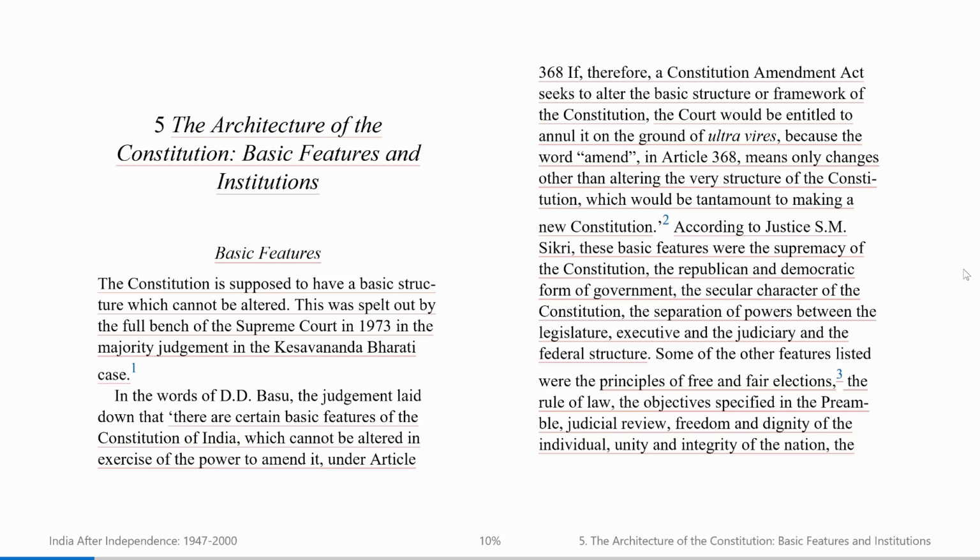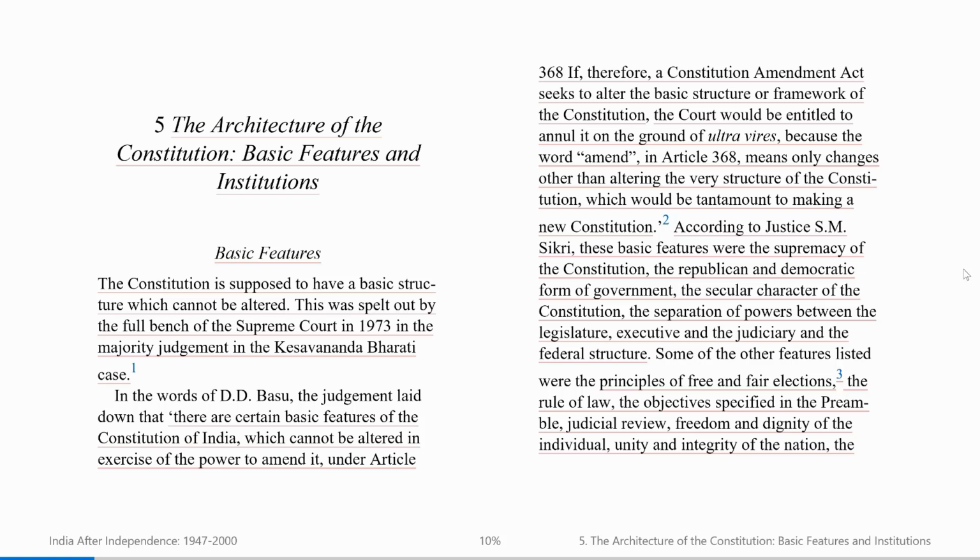Justice S.M. Sikri says these basic features were the supremacy of the Constitution. And what are they? Number one, the republican and the democratic form of government. Number two, the secular character of the Constitution. Number three, the separation of powers between the legislature, executive, and the judiciary, and the federal structure. Further in time, there were other features which were added.